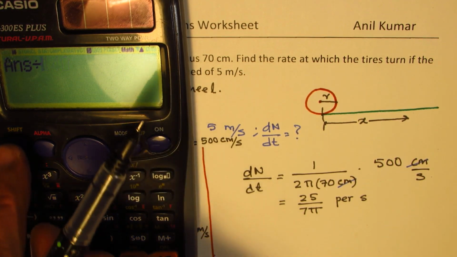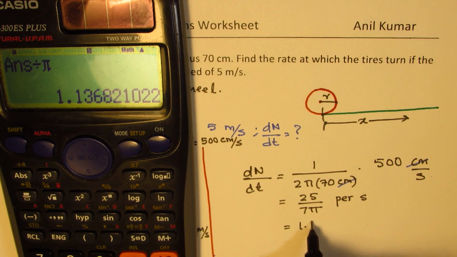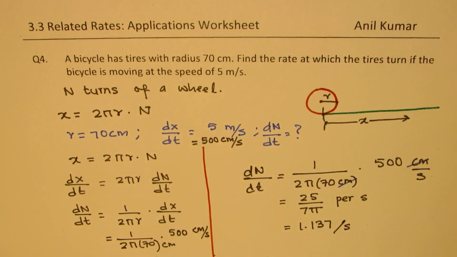So dividing by pi equals to around 1.137. We get this in per second. Okay. Let's say per second. Number of turns per second. Is that clear to you? So that is how you could answer this question. Clear?